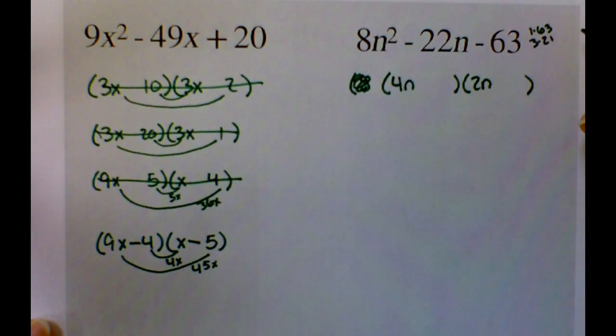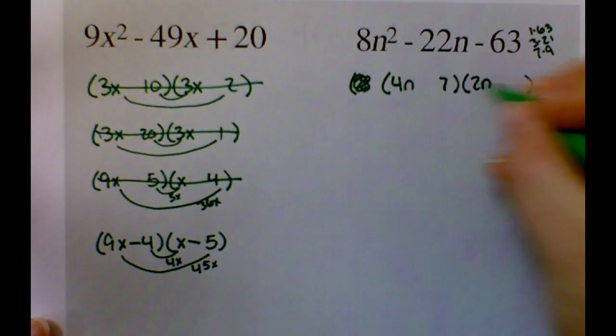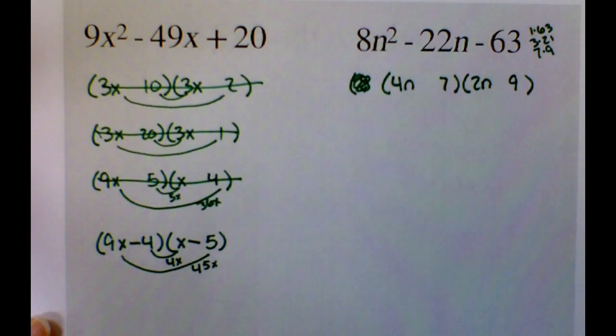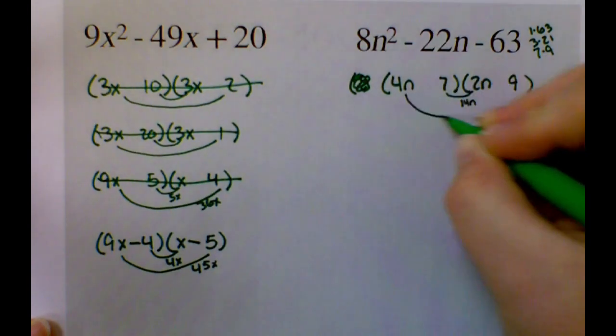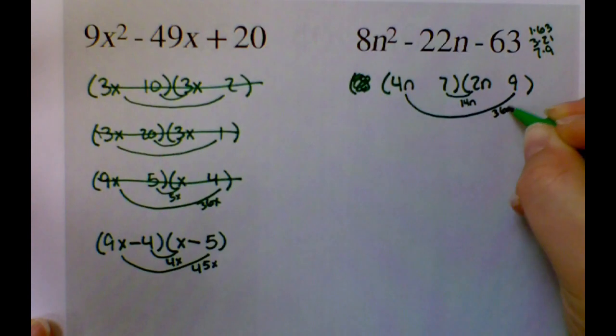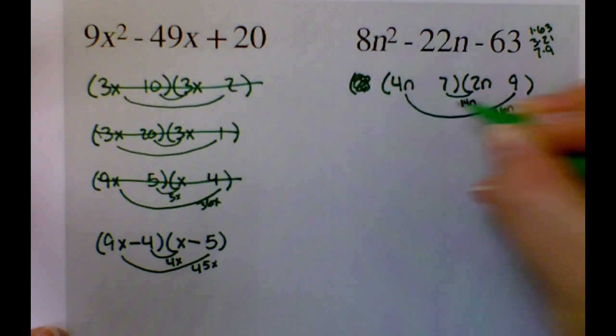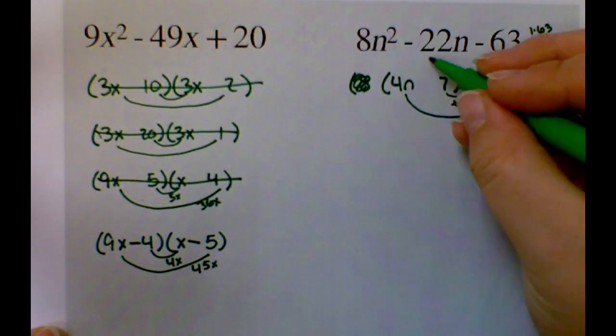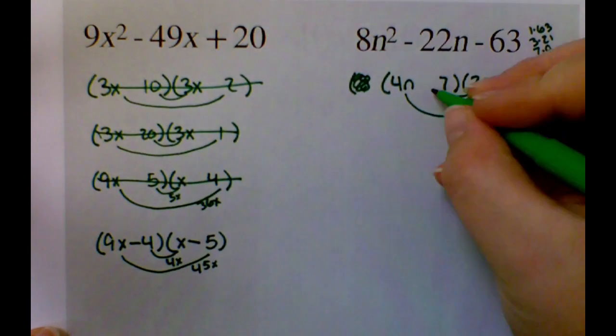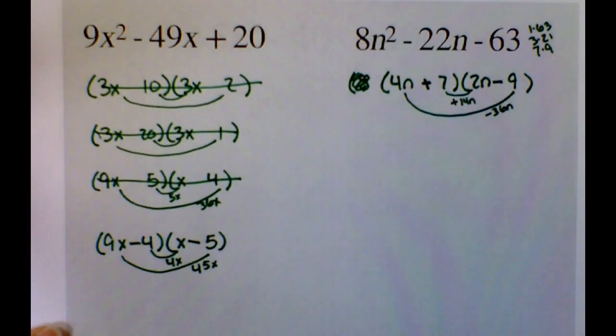3 and 21, 7 and 9. And that's it. I feel like 7 and 9. And again, this is just going off my gut. 7 times 2n is 14n. 4n times 9 is 36n. Let's see, negative 36 plus 14 would be positive 20, or negative 22. Got it right away. Minus on the 9, a plus on the 7.